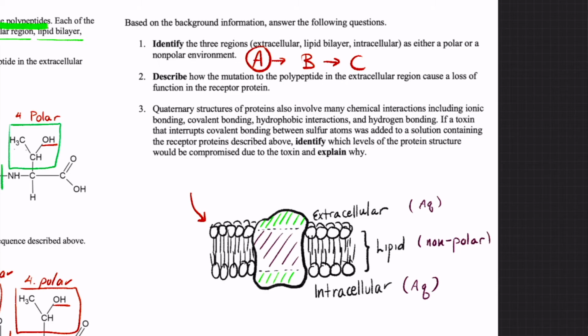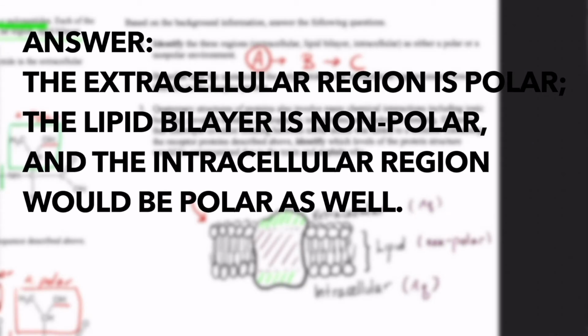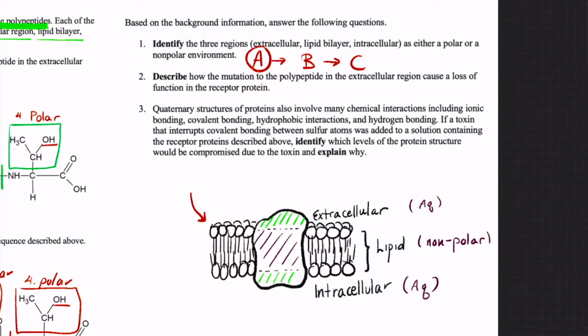So A is going to be the direct answer. So I might say something like, the extracellular region is polar, the lipid bilayer is nonpolar, and the intracellular region would be polar as well. Okay, so that addresses the A.